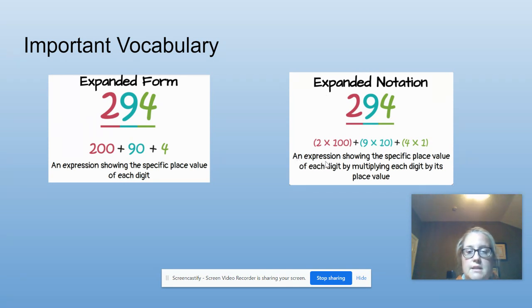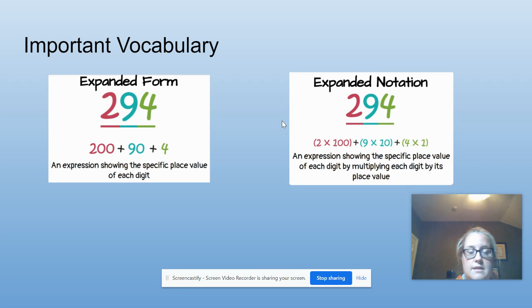Now, expanded notation is similar, but it is a little bit different. So expanded notation is an expression showing the specific place value of each digit by multiplying each digit by its place value. Now, I know the word place value is in there a lot, so what does that actually mean? So let's look at our example of 294 again. I have the number 2, and it is in the hundreds place. So I'm going to say 2 times 100, because I have 2 in the hundreds place. So 2 times 100 plus 9 is in the tens place, so 9 times 10 plus 4 times 1 because it is in the ones place.